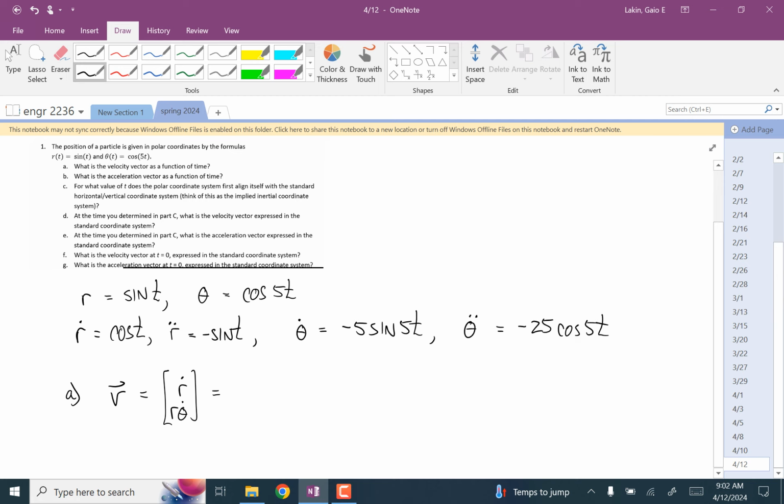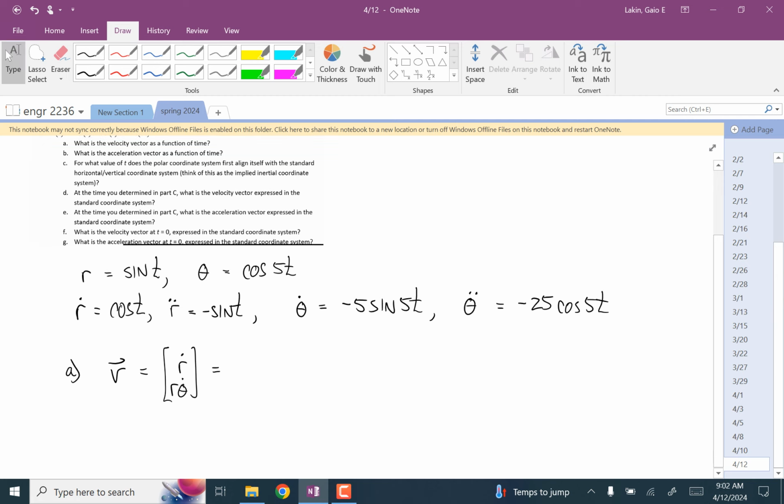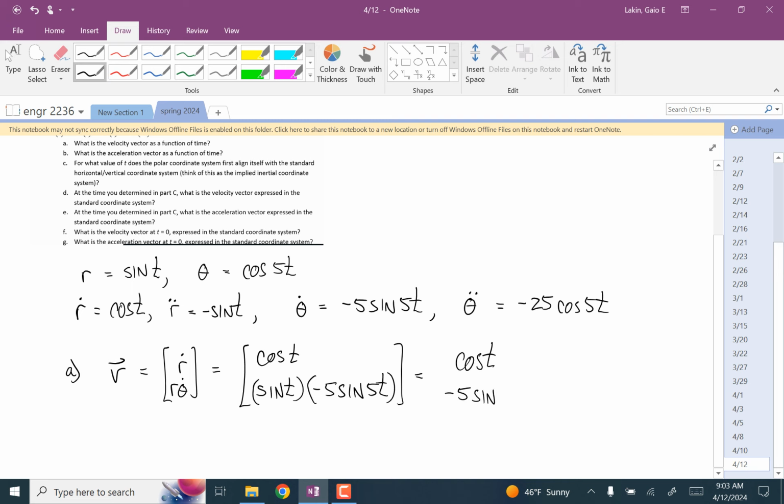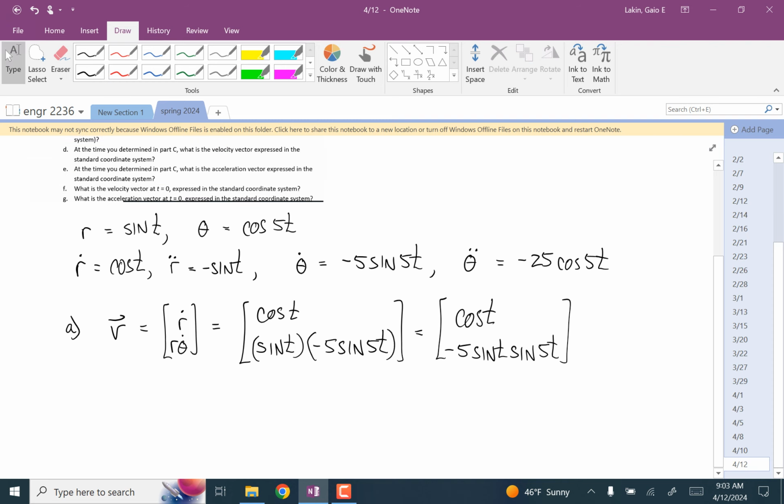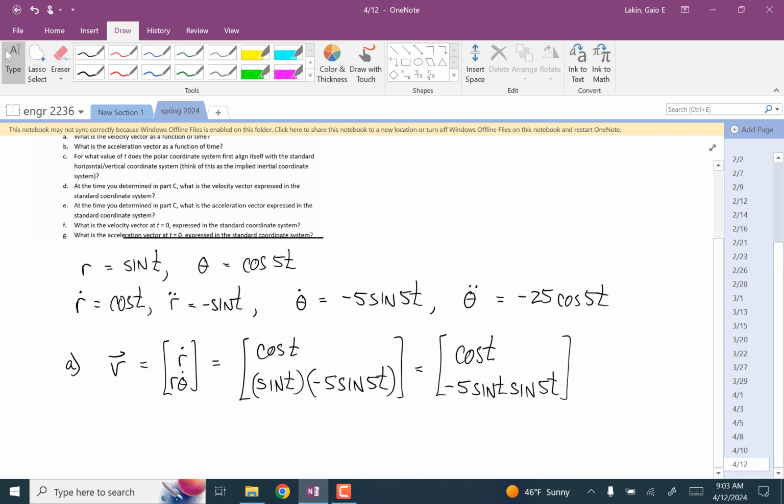And so the velocity vector is cosine of t, sine of t times negative 5 sine of 5t. Maybe simplify that a little. Okay. So the first couple of questions are really just plugging this into formulas.